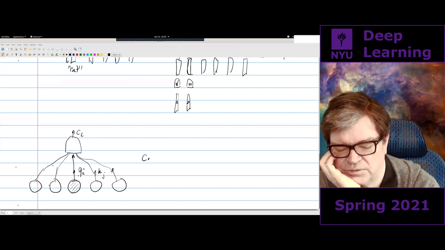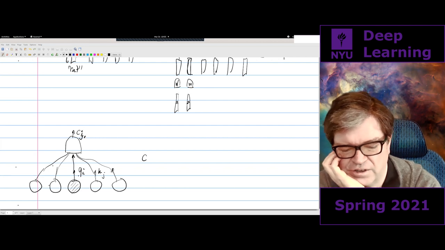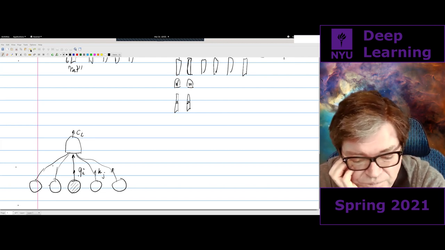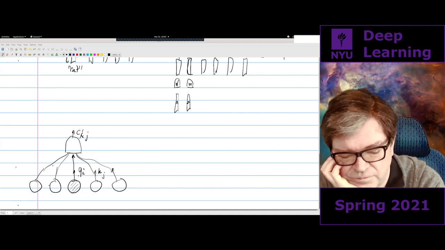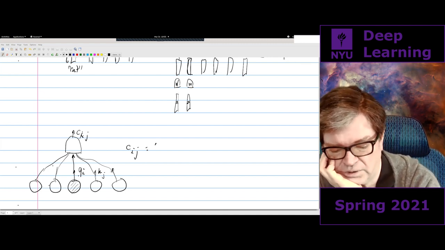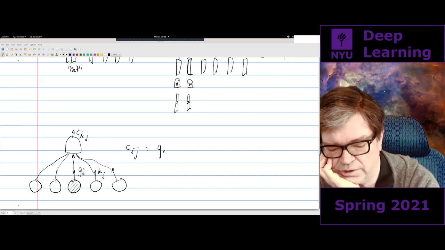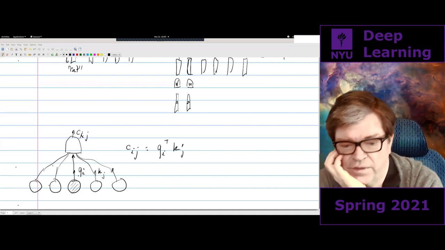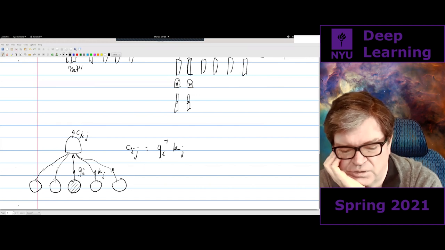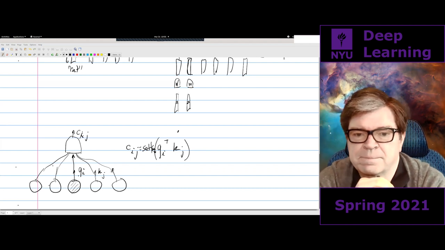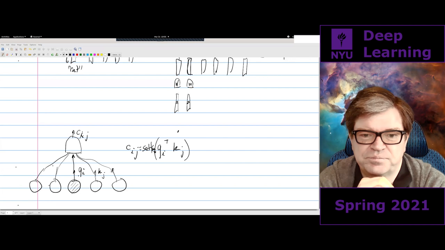Sorry, I should call them C_ij. So this is C_ij, and C_ij is equal to the dot product between Q_i transpose and K_j. And then we're going to plug them into a softmax. So this is really a softmax of those, a softmax over j.